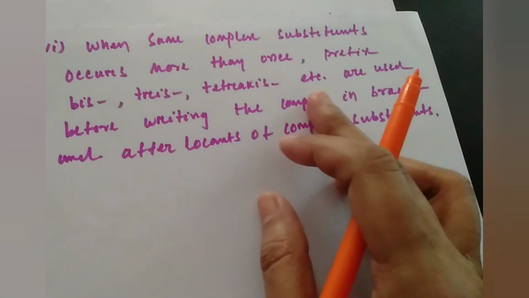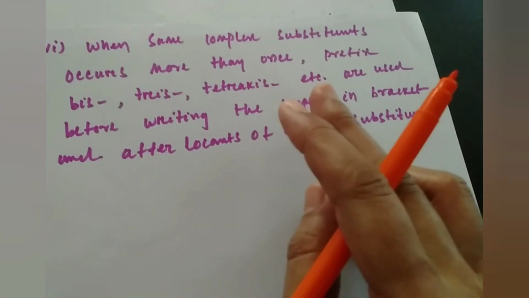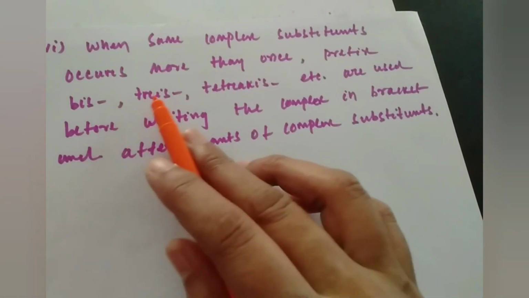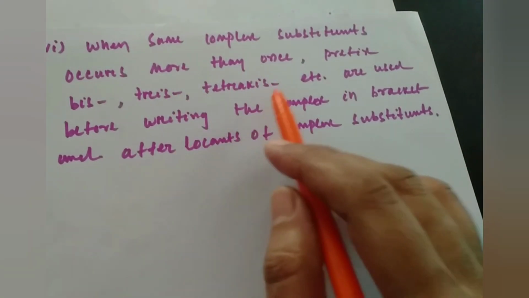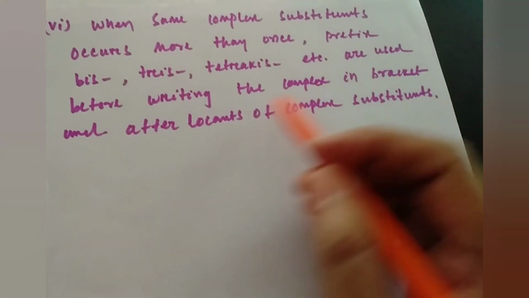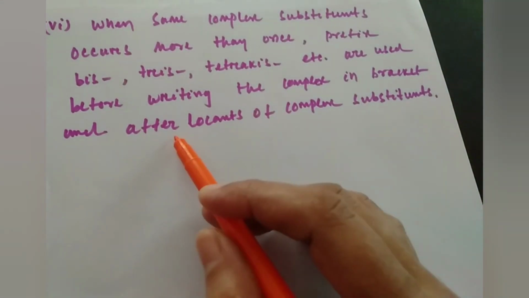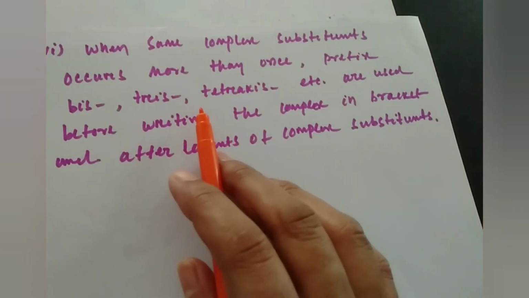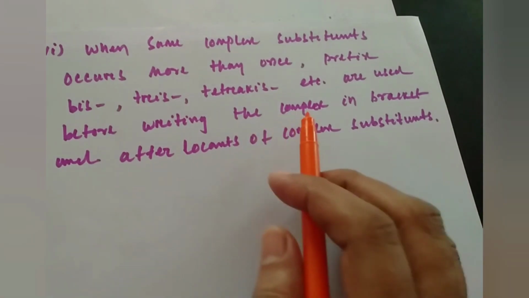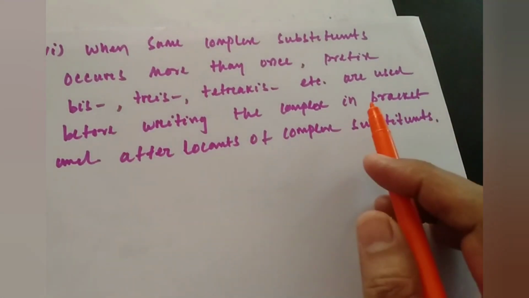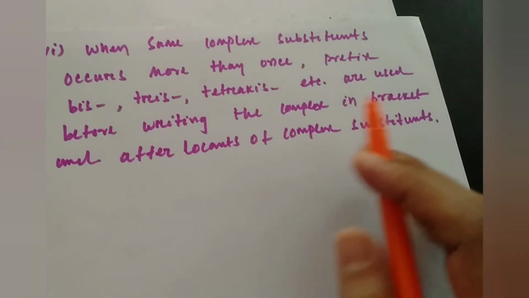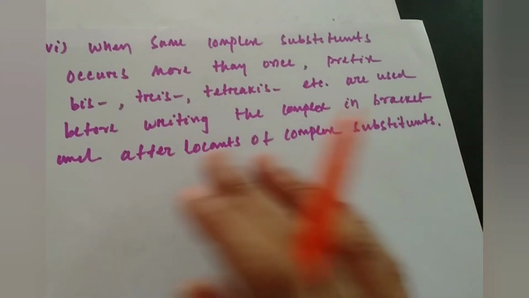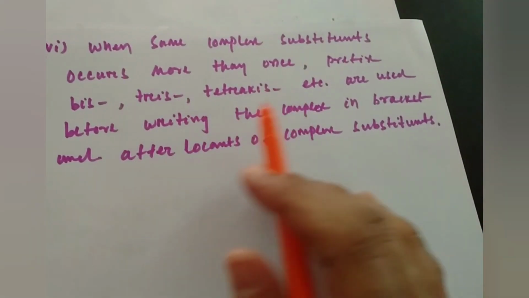When a complex substituent is there, and if that is present 2 times, then in that case don't write di, tri, etc. If they are present 2 times you write bis, if they are present 3 times you write tris, and 4 times it is tetrakis, etc. And before writing, the name of the complex substituent is put in brackets, and after the locant of the complex substituent. ये जो bis, tris हैं, these are only numerical prefixes, and they are used before writing the complex name, because complex substituents को, complex naming को हम bracket में लिखते हैं, तो before that ये use होगा, and after the locant of the complex substituent, locant और bracket के बीच ये present होगा. Example के साथ आपको पता चल जाएगा.